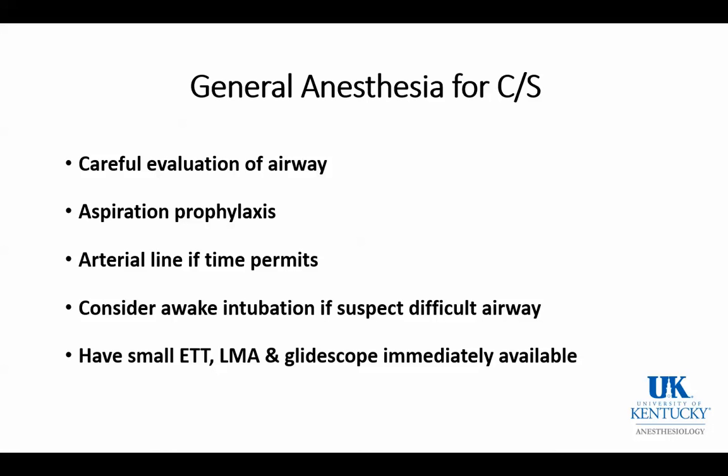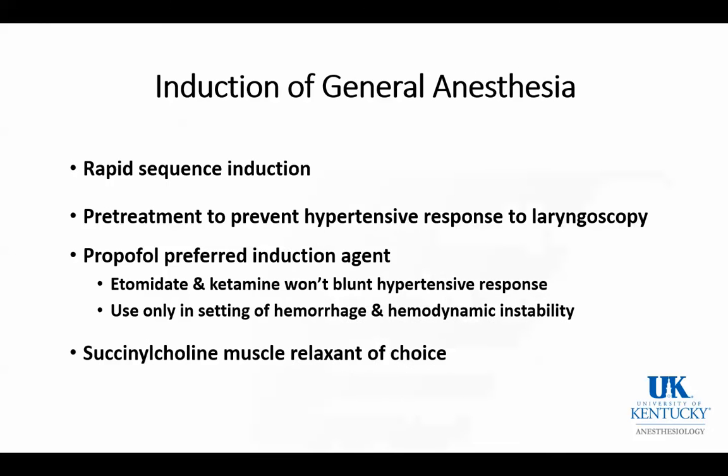Realize that you may have difficulty with the airway, so have alternative airway devices available, such as an LMA, and definitely have a glide scope immediately available. And I would probably say with the preeclamptic patient that I'm doing a general on, this might be the patient where, regardless of what their airway exam looks like, I might just go straight with the glide scope for my laryngoscopy. In terms of your induction of general anesthesia, of course, it's going to be a rapid sequence induction.